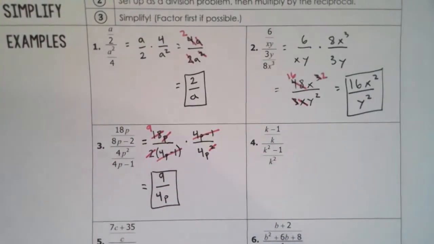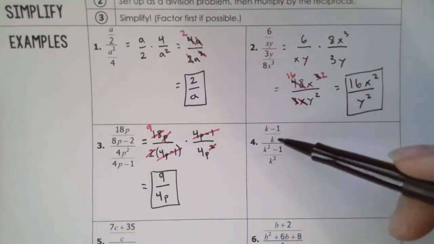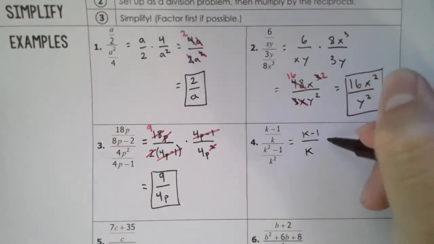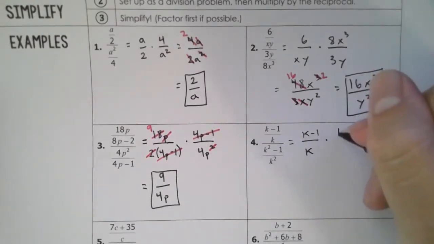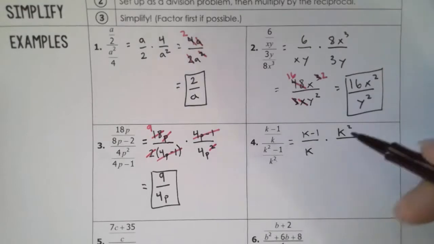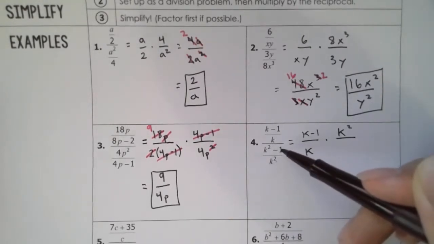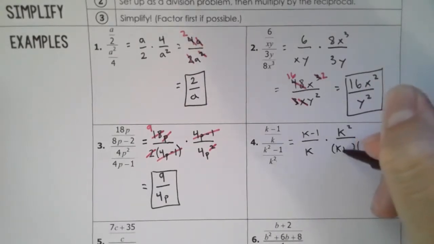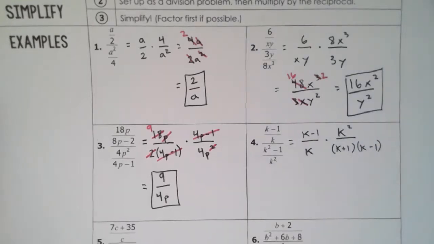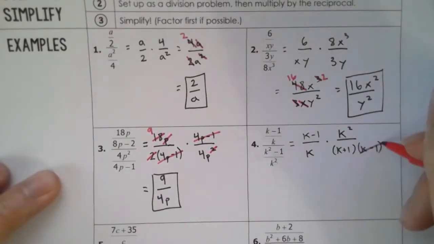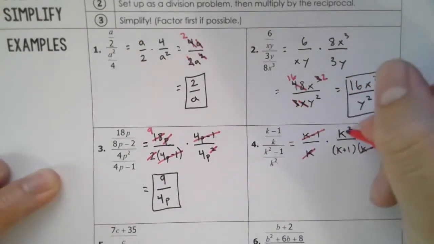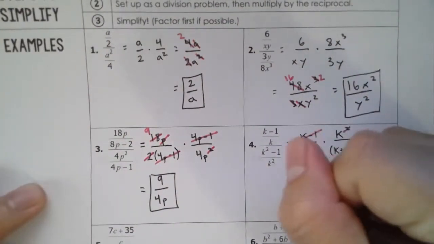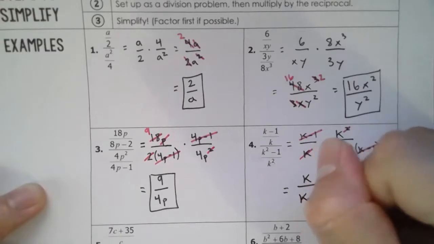Number 4, same thing. Looking at this first one, there's nothing I can simplify there, so k minus 1 over k times k squared, that's the reciprocal, it's on top right now, but k squared minus 1, I notice that's a difference of squares, so this one does factor. I can write this as k plus 1, k minus 1. I see these cancel out here, and then this k will cancel out one of the ones there, so I get just 1k, and that will be it. So I get k over k plus 1.